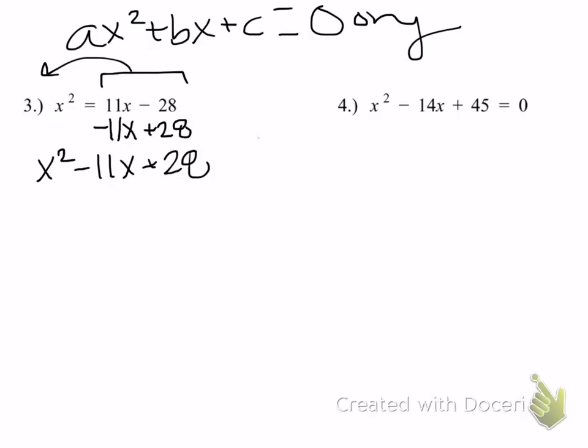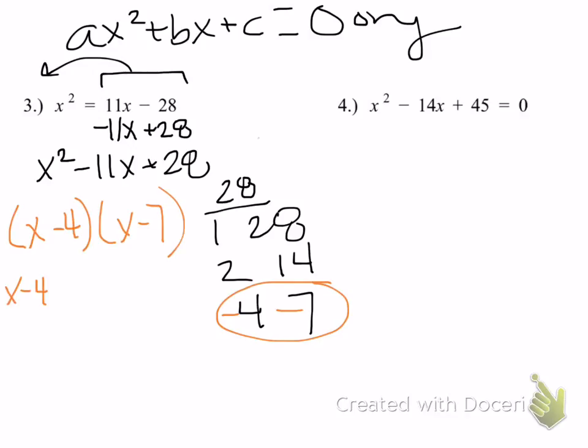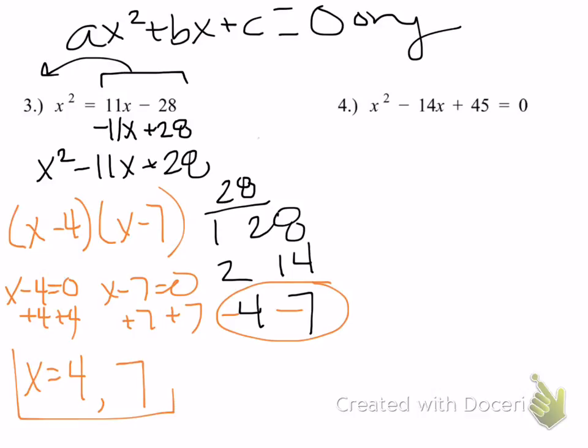Let's go ahead and factor it. Is there a leading coefficient? No. So I need to find factors of 28. We've got 1 and 28, 2 and 14, 4 and 7. If I want a -11, I know I'll use 4 and 7, but they'll both be negative. So we've got (x minus 4)(x minus 7). Next thing I have to do is set them equal to 0. So x minus 4 equals 0, x minus 7 equals 0. Add 4 on both sides, so x equals 4. Add 7 on both sides, so x also equals 7. So there's that one. Let's finish it up with number 4.